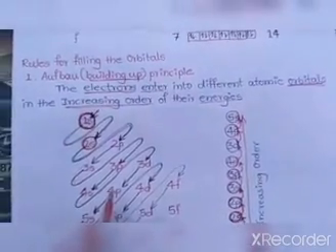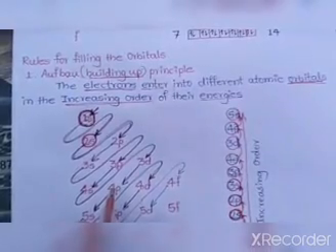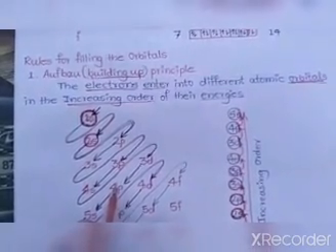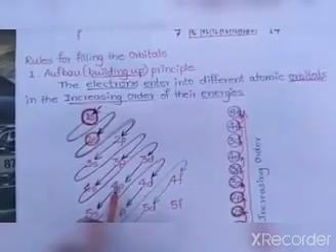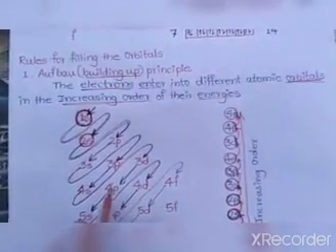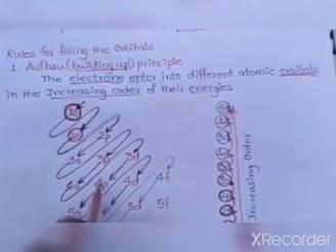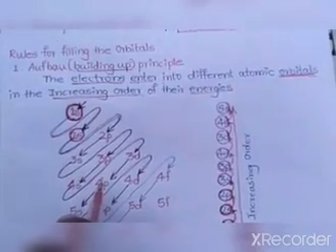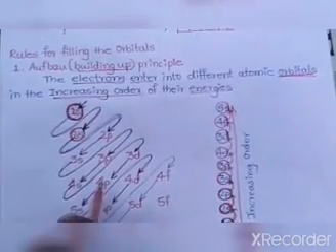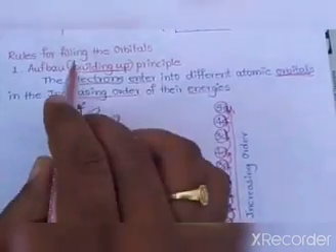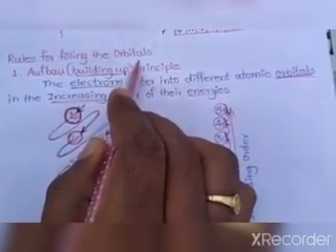Students, in the last class we discussed the basic concept of electronic configuration. In that we discussed the element, atom, shell, subshell and orbitals. Now we will discuss the rules used for filling of the orbitals.